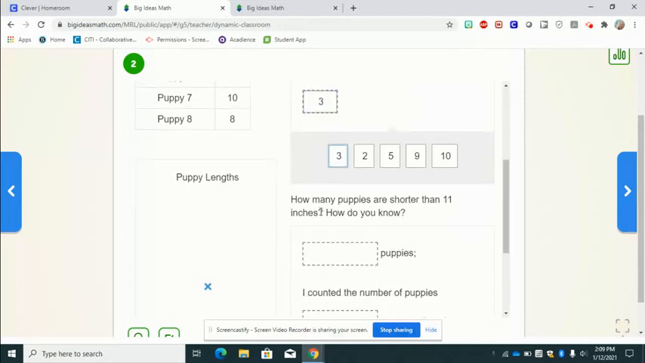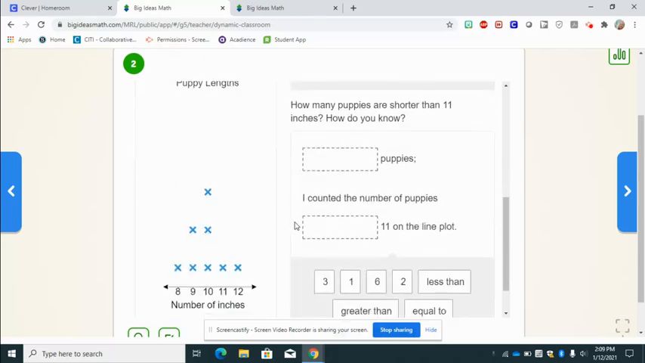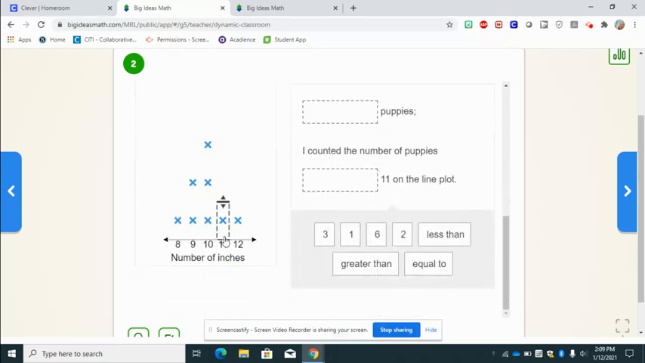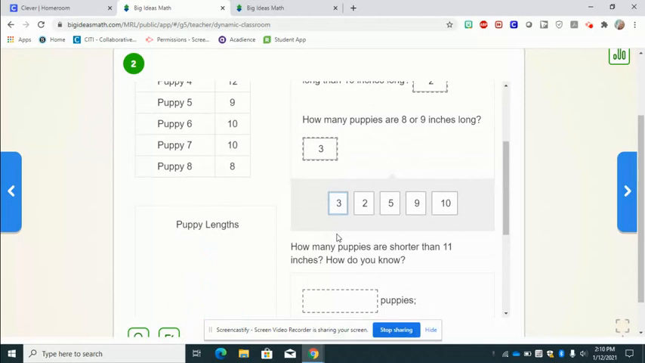How many puppies are shorter than 11 inches? Okay, here's 11, but we need to see how many puppies are shorter than 11. Well, 10, 9, and 8 are all smaller than 11, so these are the shorter inches, and we're going to count all of our X's for 10, 9, and 8. So there's 3 for 10, 2 for 9, which makes 5, plus 1 more for 8, which makes 6.